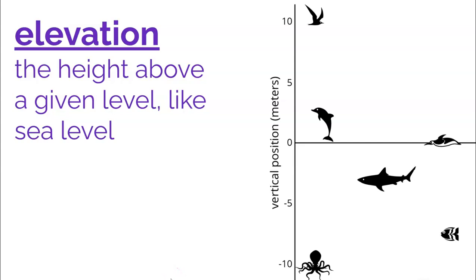On page 130, you see this picture. Definition of elevation is the height above a given level, like sea level. And when we look at this picture, 0 is a very important number, just like it was with temperature. 0 is indicating sea level. So this is the top of the ocean. This line right here is the top of the ocean. So everything that we talk about in elevation is in relation to that number.